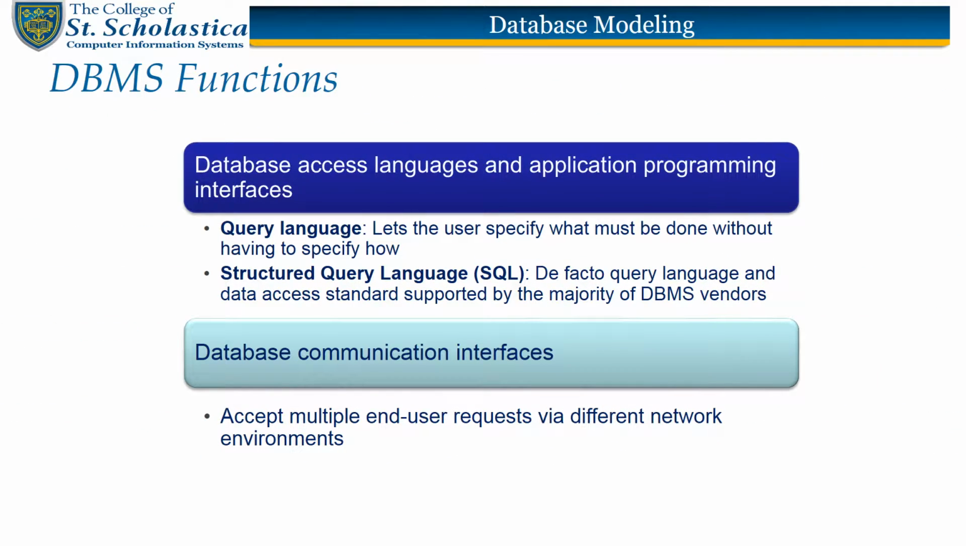Other database management system functions are database access languages and application programming interfaces, which, based on a query language, let the user specify what must be done without having to specify how. The de facto query language and the data access standard supported by the majority of DBMS vendors is called SQL, or "sequel," which stands for Structured Query Language. Our last DBMS function is database communication interfaces, which accepts multiple end-user requests via different network environments.